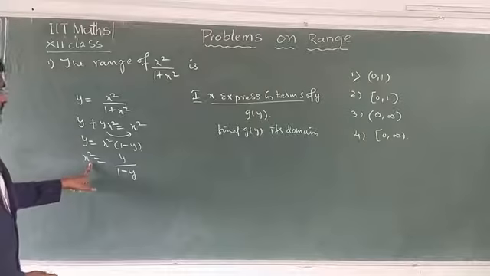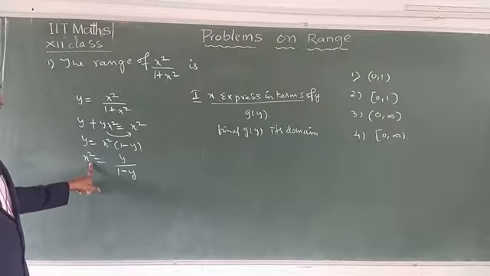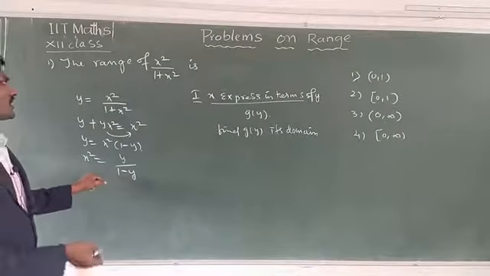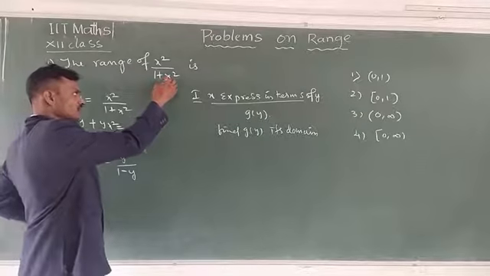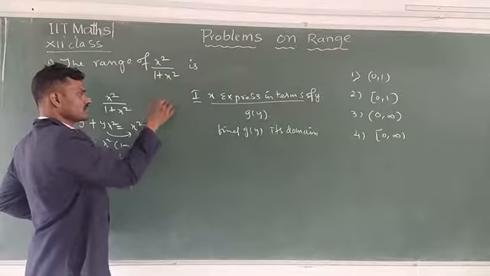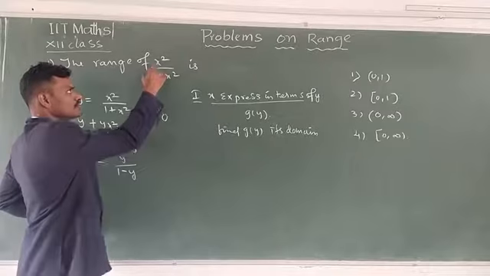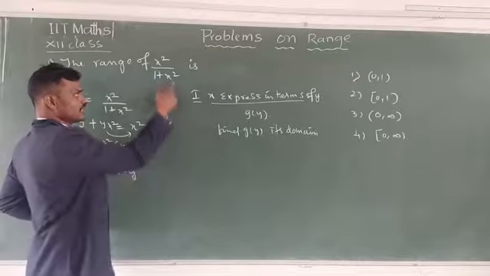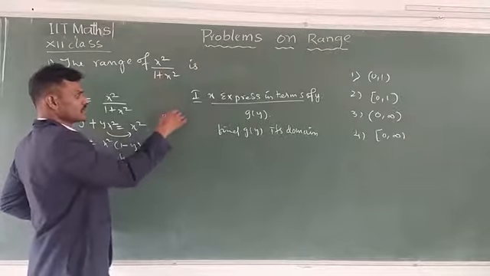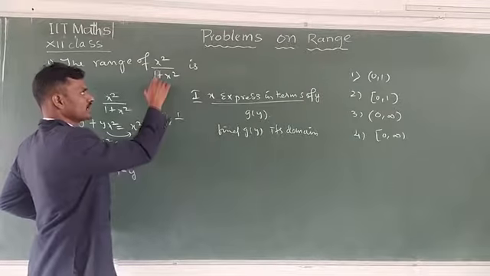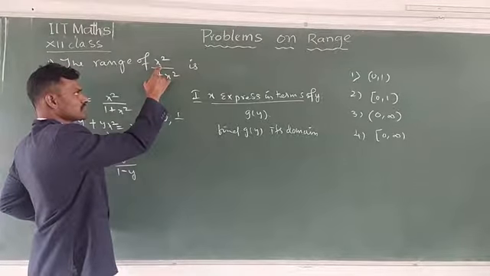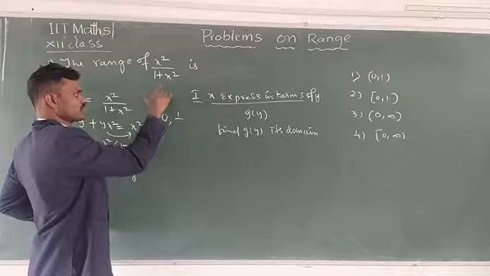See here, x square is greater than or equal to 0. Input values you have to substitute here. 0 means 0 by 1 is 0. You can take any negative value also. Suppose minus 1: 1 by 1 plus 1, here 2.